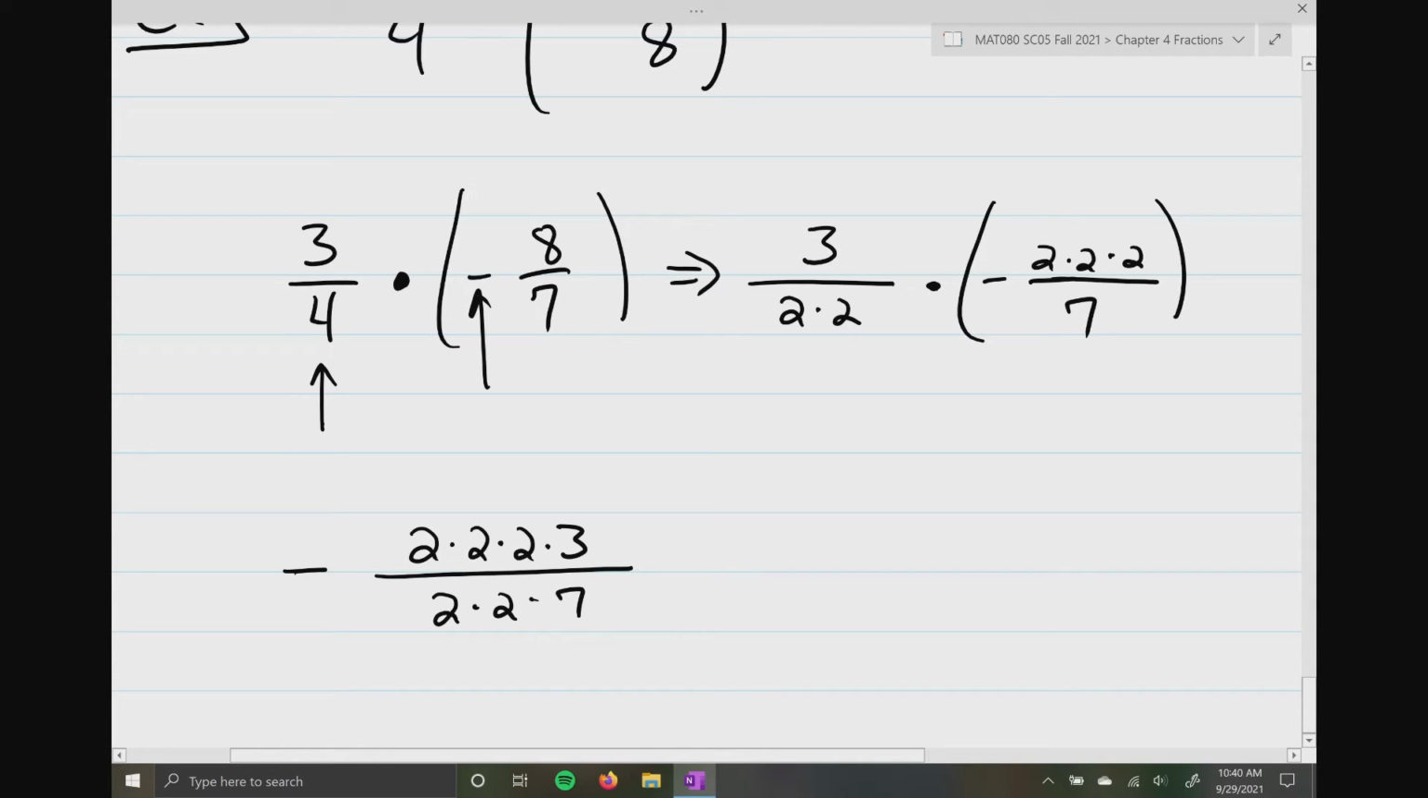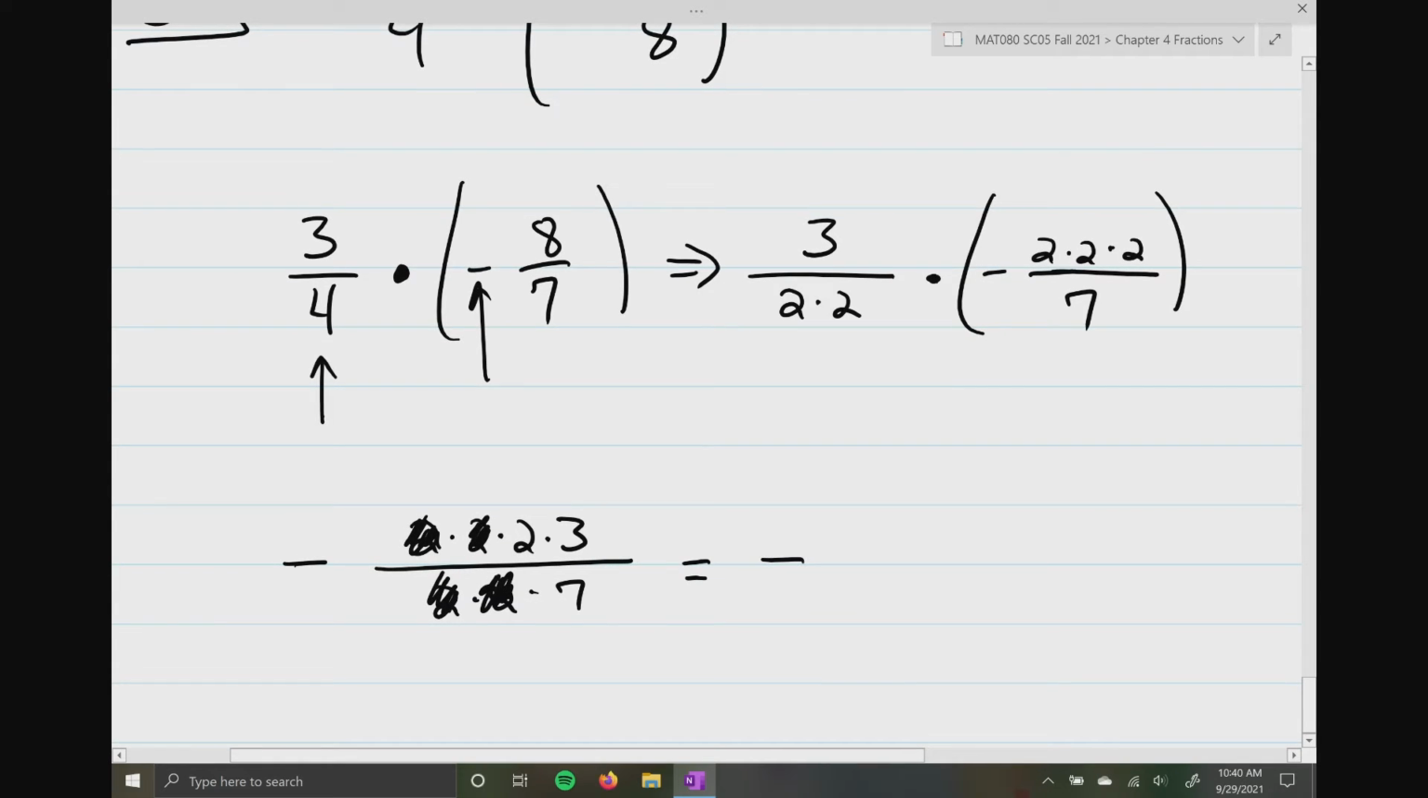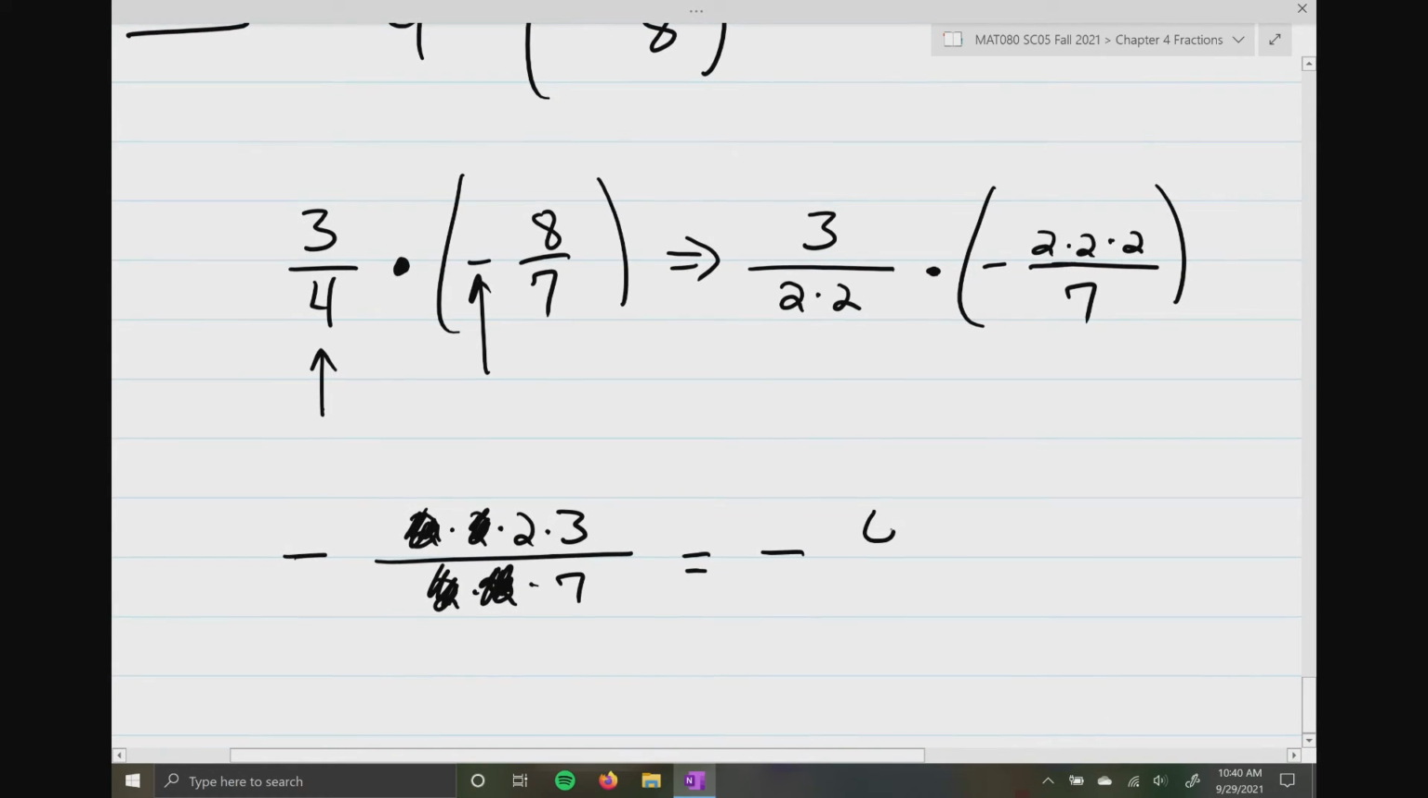I'm looking for numbers that are the same on the top and bottom. 2 over 2. 2 over 2. That looks like it's it. So multiply the leftovers. 2 times 3 is 6, over 7. I like this. What do you think, Todd? I agree. Straightforward. Todd, would you like another curveball?